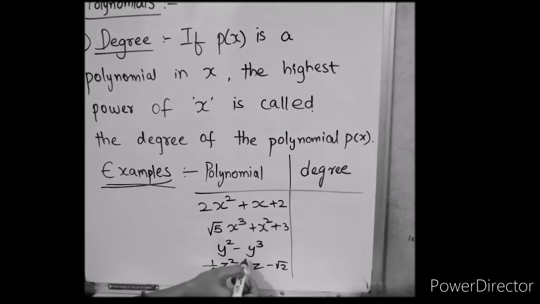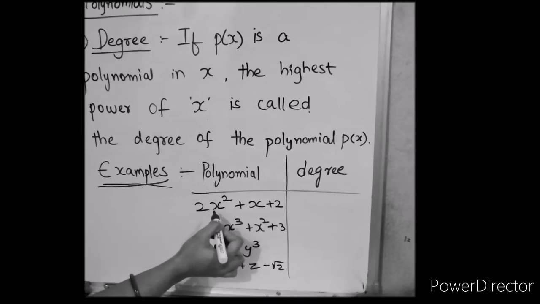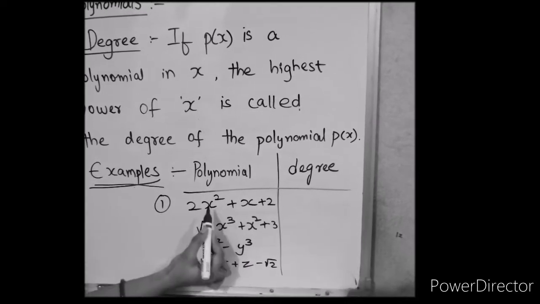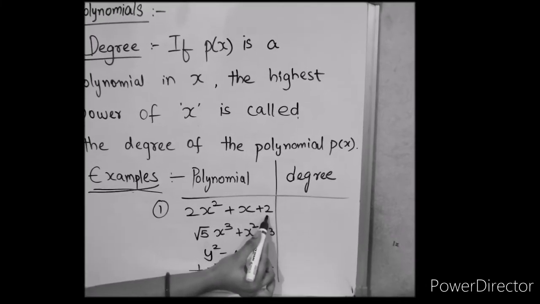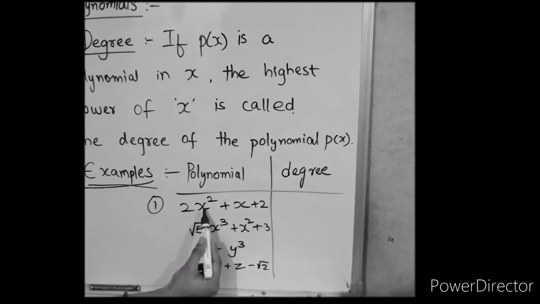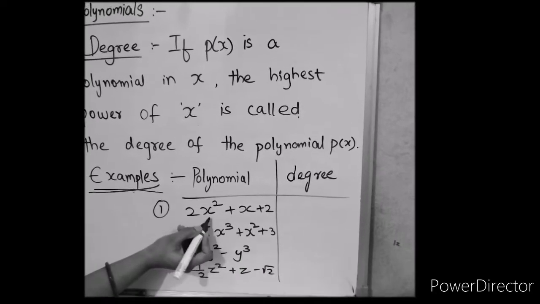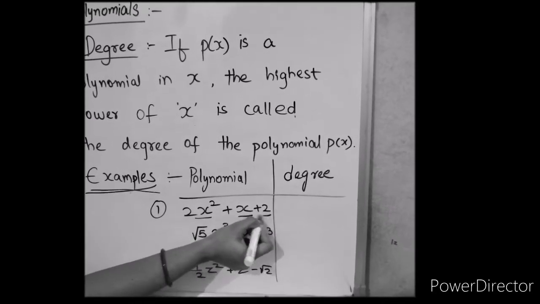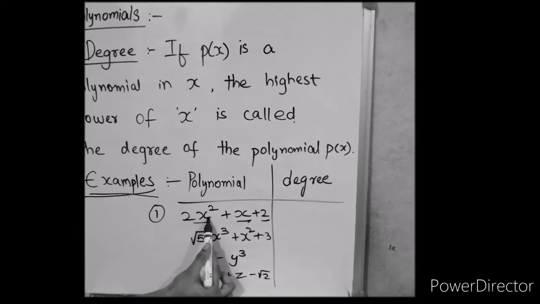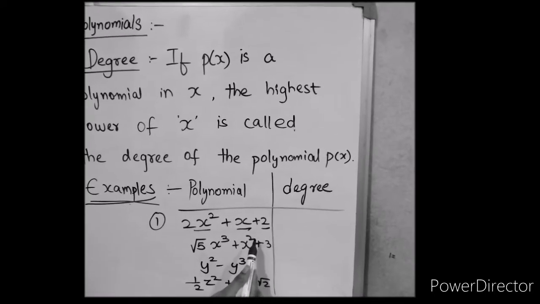Polynomials I have written here. Let us see the highest power of each of the polynomials and write the degree over here. The first example here is 2x square plus x plus 2. You need to understand many things in this polynomial. In this polynomial the variable is x. There are three terms, 1, 2 and 3. In these three terms, where are the x? In the first term, x square we have. In the second term, x we have. And the third term is a constant.